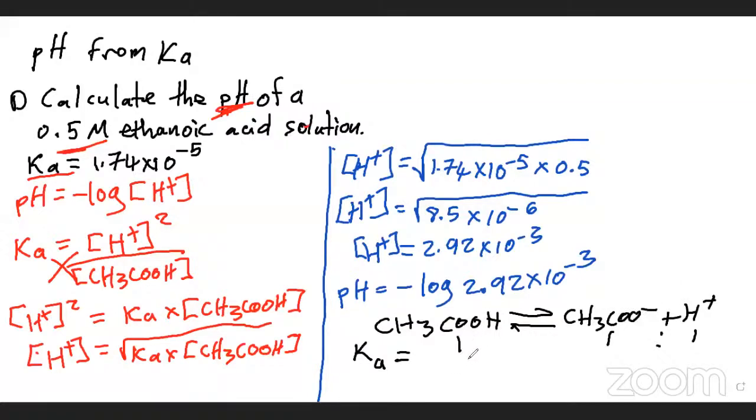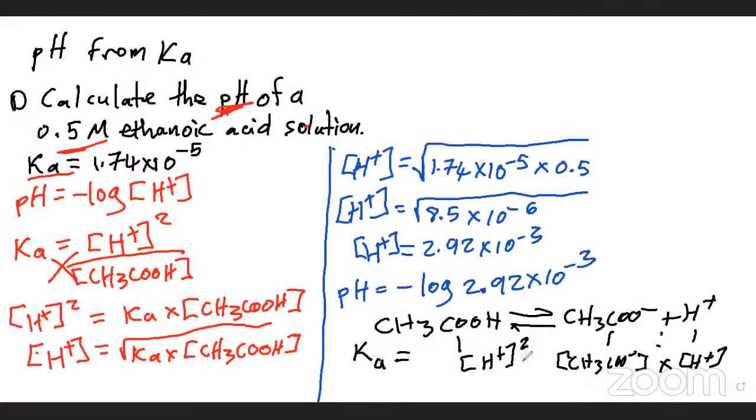So putting H plus squared is the same thing as saying CH3COO minus times H plus. Because these two are equal, we just use hydrogen and say H plus squared. Is it any clearer for you?